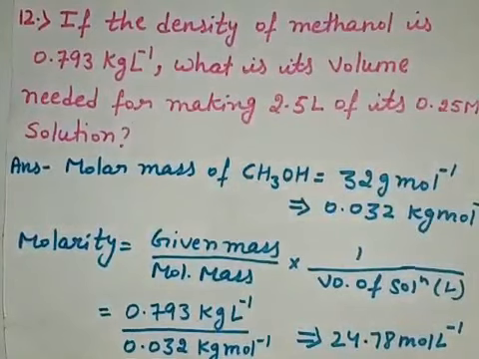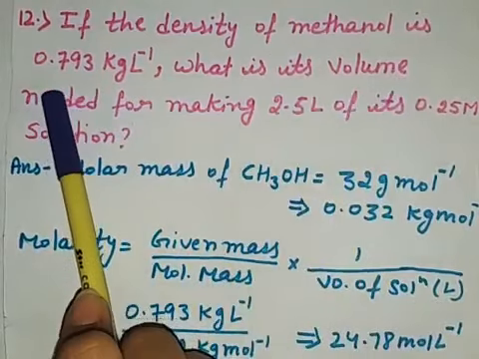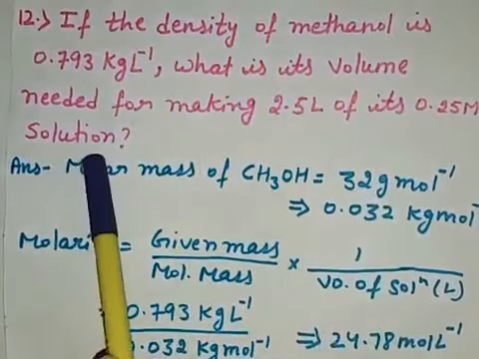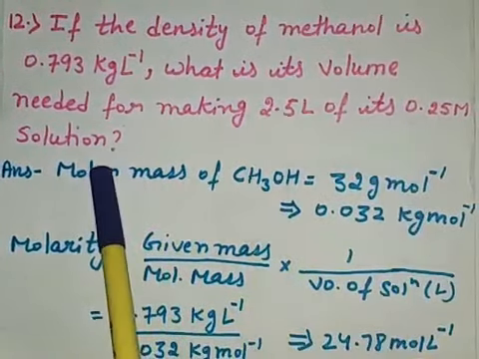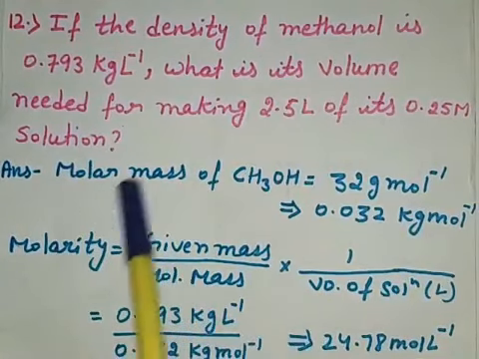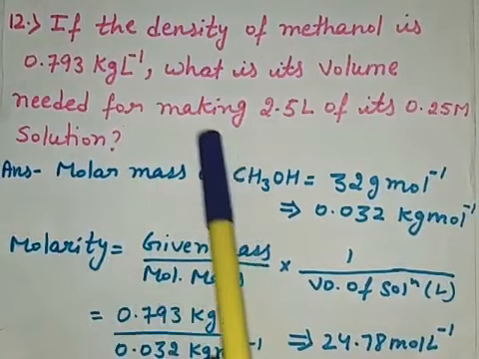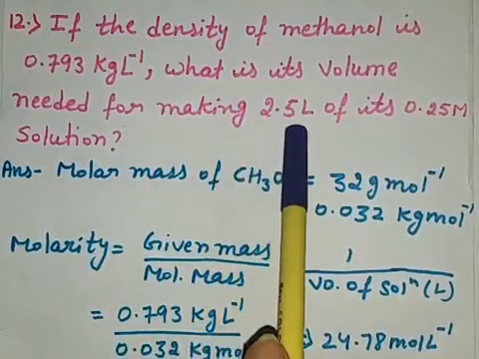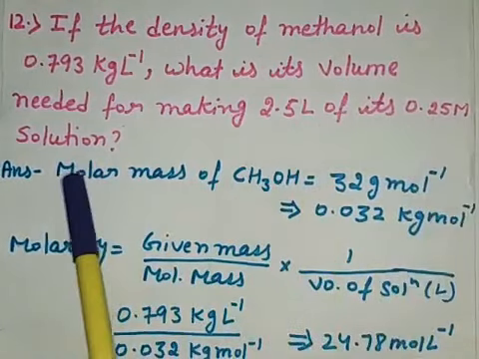Now we will move to the next question, that is question number 12. If the density of methanol is 0.793 kilogram per liter, what is its volume needed for making 2.5 liter of its 0.25 molar solution? As you can see, in this question density is given and you have to find the volume needed for making 2.5 liter of its 0.25 molar solution.